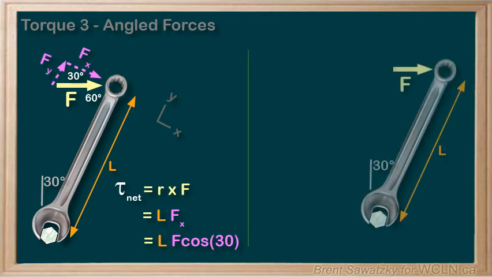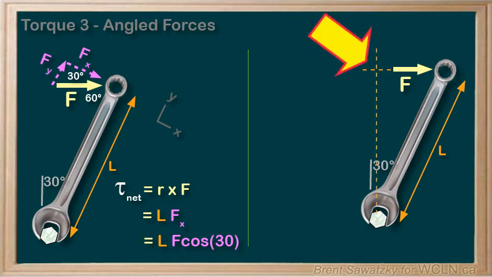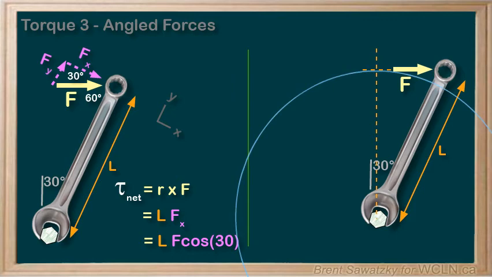The other common way to determine the torque caused by F is to modify the radius rather than the force. Now we can do this by extending our force vector, and then we can draw the radius line from the pivot point so that it intercepts the force vector at a 90-degree angle. We could also visualize this by drawing a circle right around our pivot point, intersecting the force vector right here on the edge. The radius of this circle is our adjusted radius.